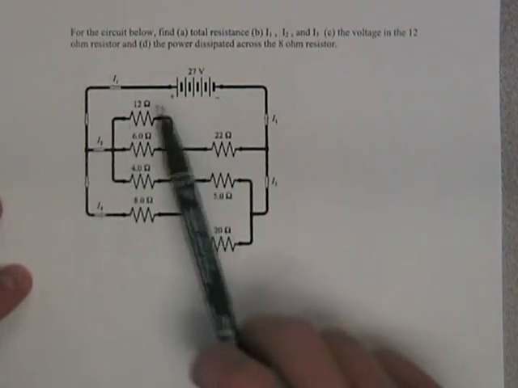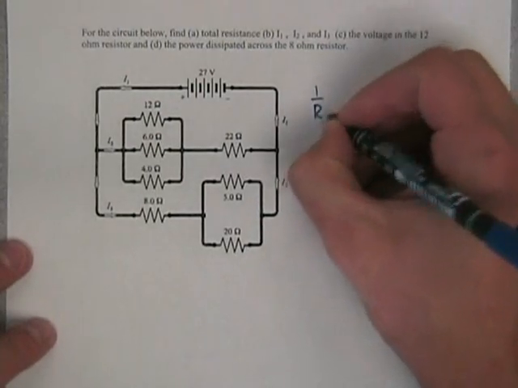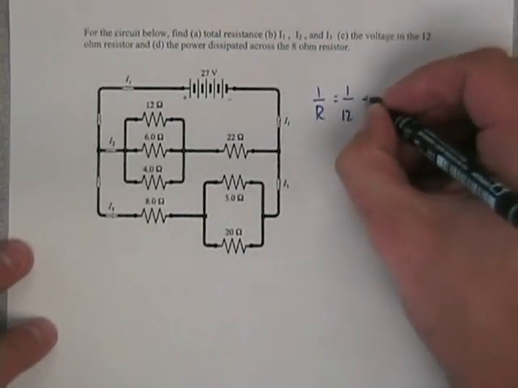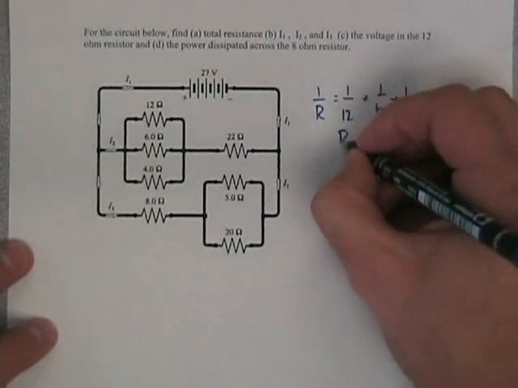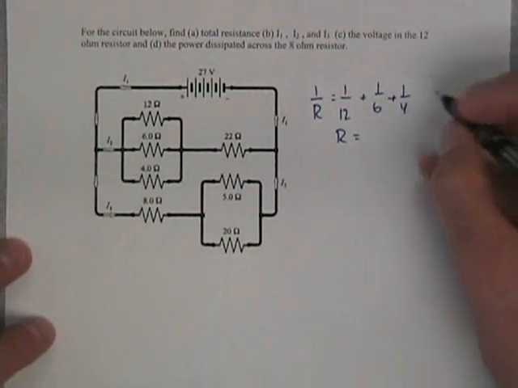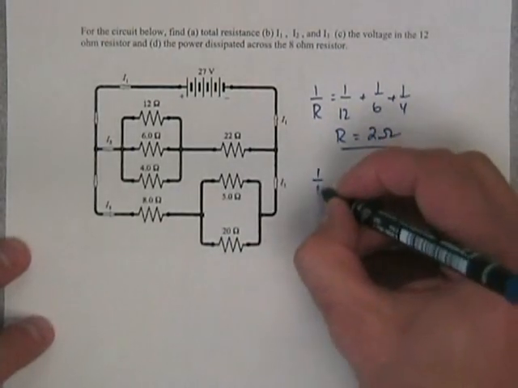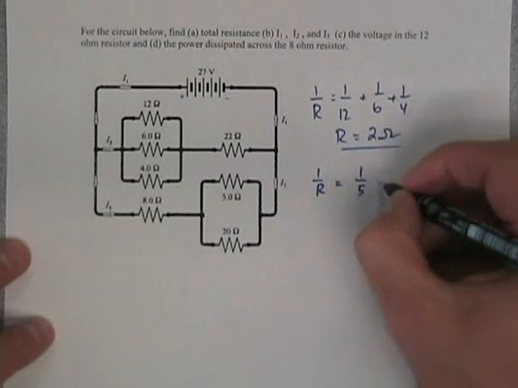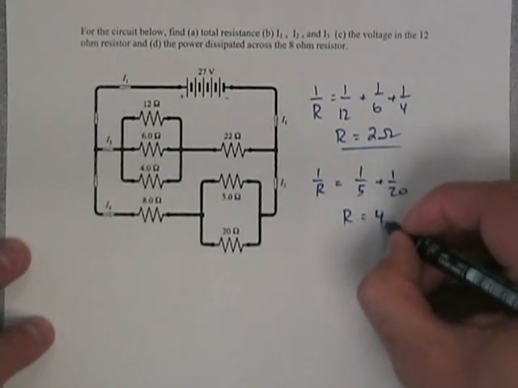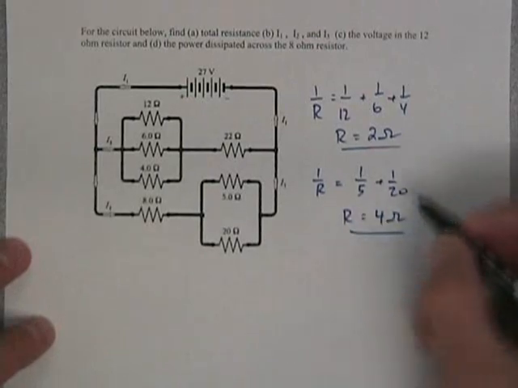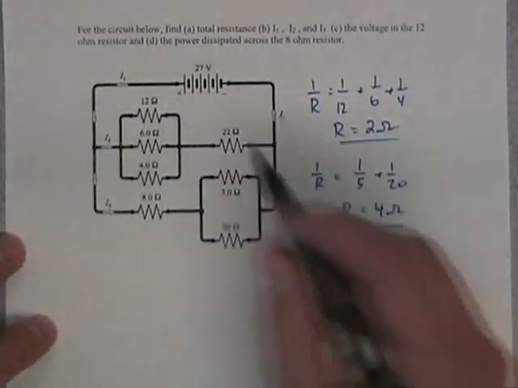So I'm going to find this parallel first. 1 over R is 1 over 12 plus 1 over 6 plus 1 over 4. So that ends up being equal to 2 ohms. And I'll do this one next. 1 over R is 1 over 5 plus 1 over 20. So that R is going to be equal to 4 ohms. Okay, so now I've got this one and this one. I can replace these two when I redraw it.